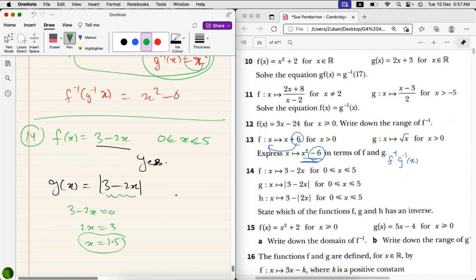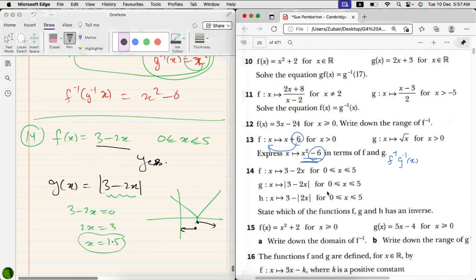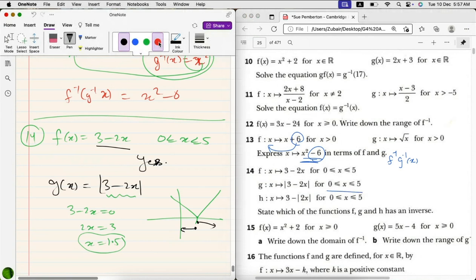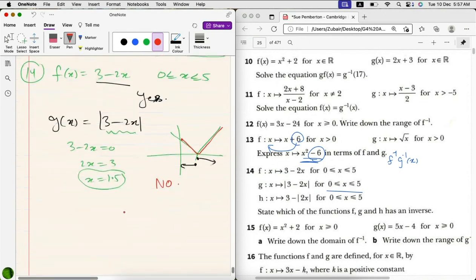So if we just sketch it, this is x, 1.5. This would look like this. It will have an inverse if I select everything to the right of the turning point or everything to the left of the turning point. But what does the domain say? 0 to 5. 0 to 5 says the examiner is selecting this part. So it will not have an inverse, because it would become one to many when we take the inverse.